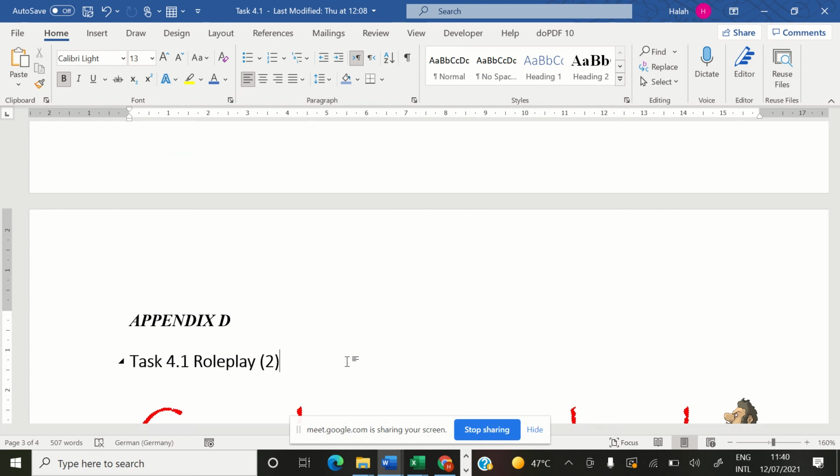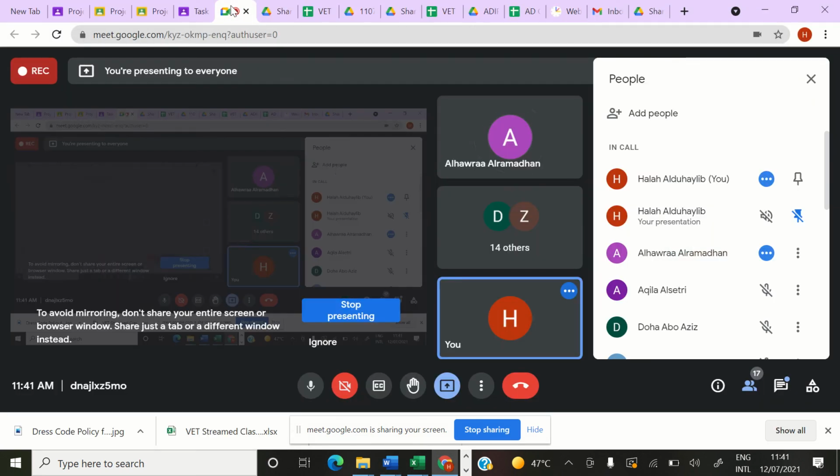Is it clear, ladies, what you have to do in this task? Okay. So basically, you have to focus on the strategies of handling a complaint by a customer. If you need a revision regarding what you have to do, look for lesson 2, which is handling complaints in unit 3. It will help you a lot.